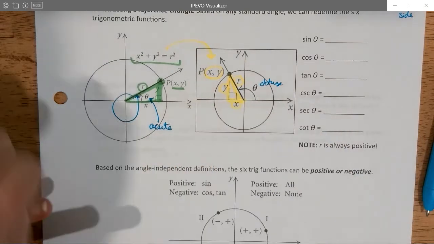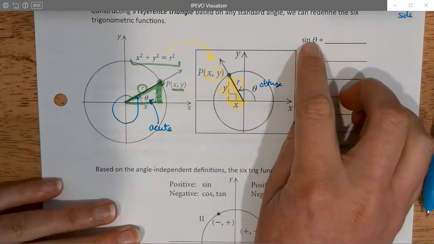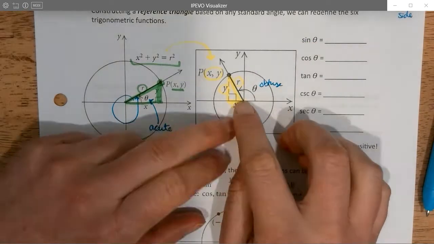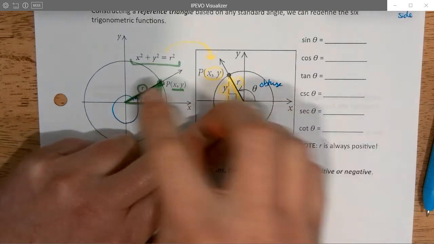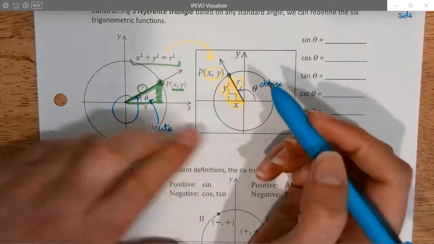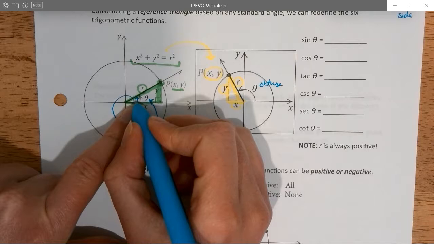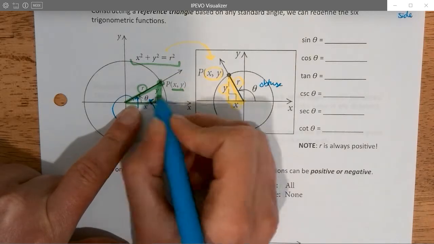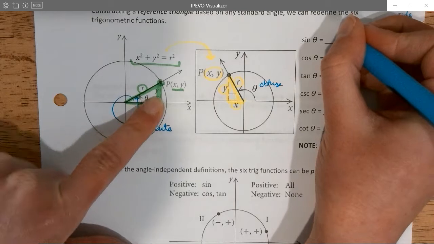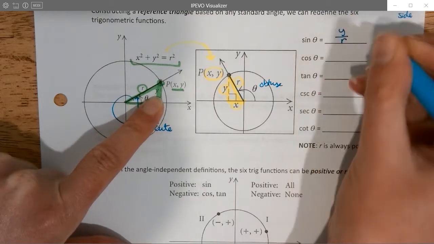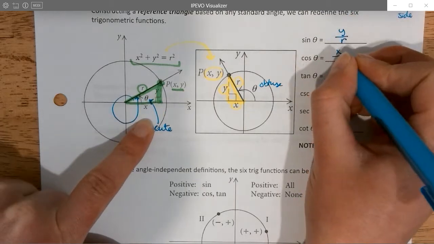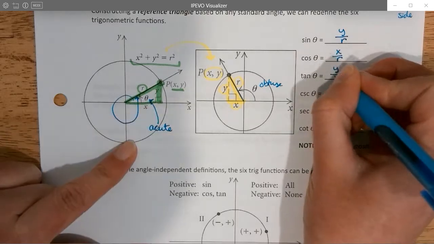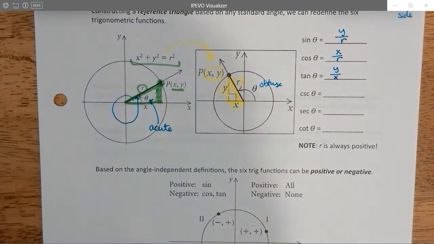All right. So no matter if it's an acute angle or an obtuse angle, the sine of that angle is y over r, and cosine is x over r, and then tangent is y over x. Okay, I want to see how this plays out in the next one with the reference triangle.